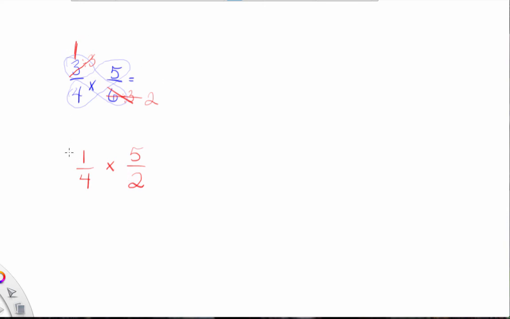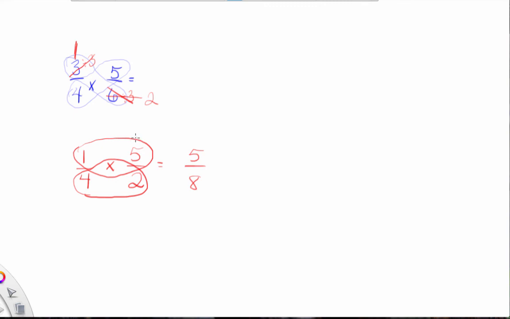Now we have simplified our fractions before we multiplied, so we can go ahead and use our multiplying of fractions steps. Multiply the numerators first. 5 times 1 is 5. And then we multiply our denominators. 4 times 2 is 8. Now in this case, we don't have to do any simplifying after we multiplied because we did it before.